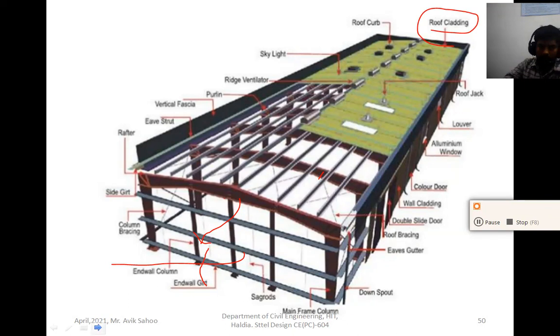Okay, so here I finish my class, and in the next class I shall discuss the design methodology and the different loads. So here I finish my lecture. Thank you.